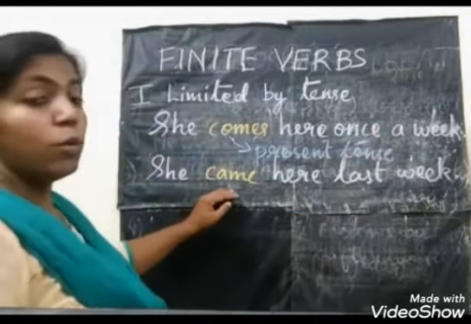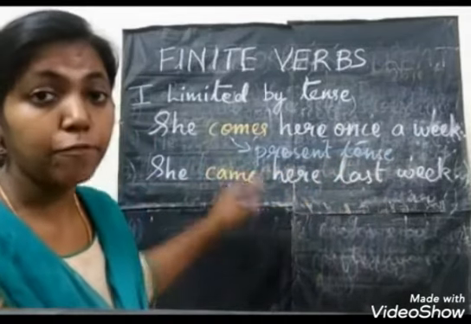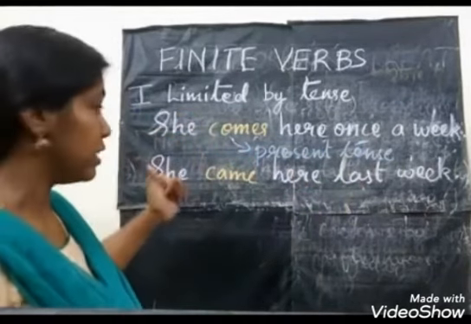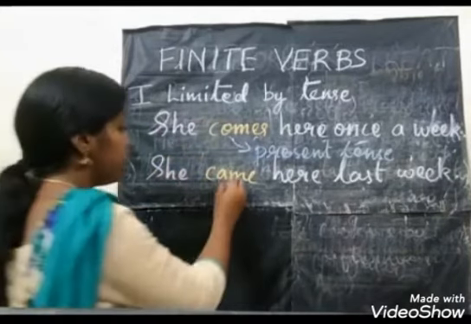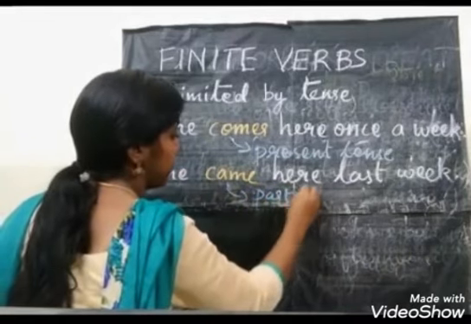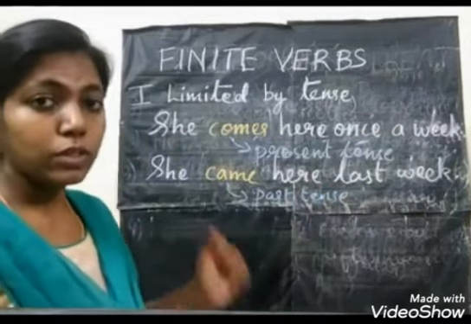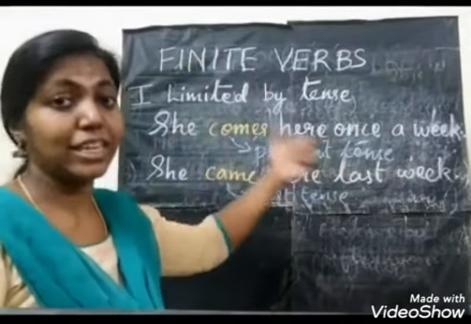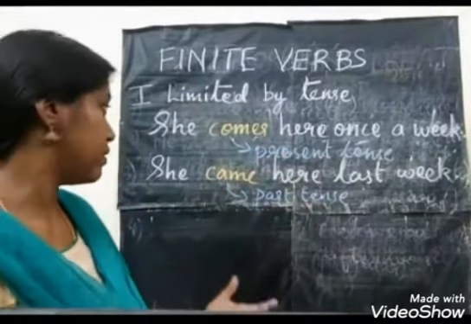Now look at the second sentence. She came here last week. Again the finite verb is came. Came means what tense? Past tense. So here the finite verb takes the past tense. So this is what it tells us, that finite verbs are limited by tense. It can be past tense, present tense or future tense.